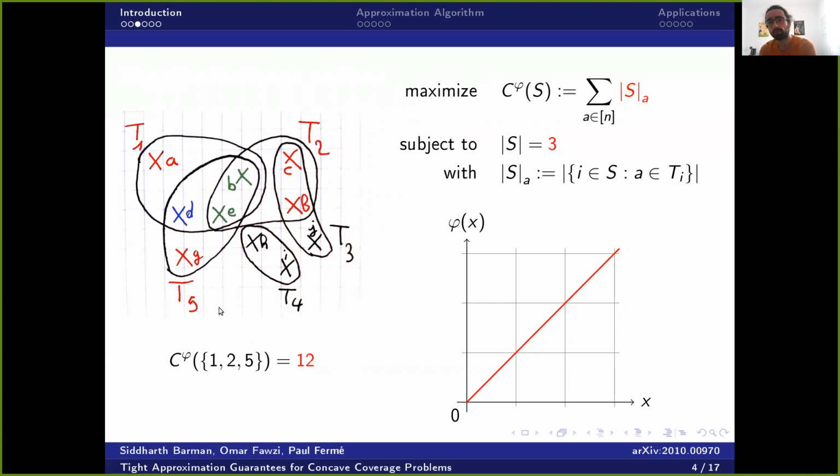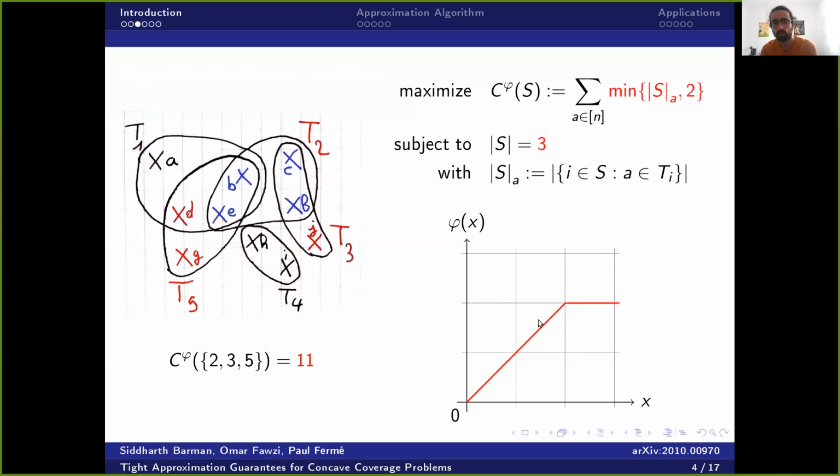But you can think also of an intermediate situation. For instance, if phi of x is the minimum of x and 2, so you count up to 2, and then you don't give any advantage. So the choice of phi depends on the actual problem you're looking at. And for that situation, you get another solution, which is given like that. And here we get that the best value is 11.